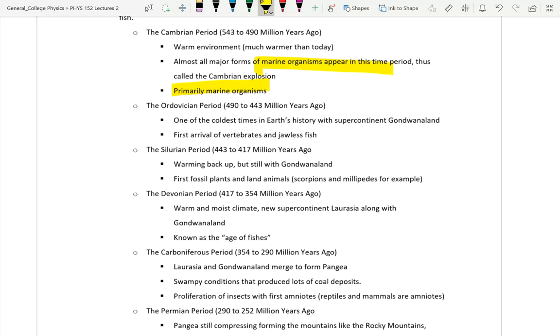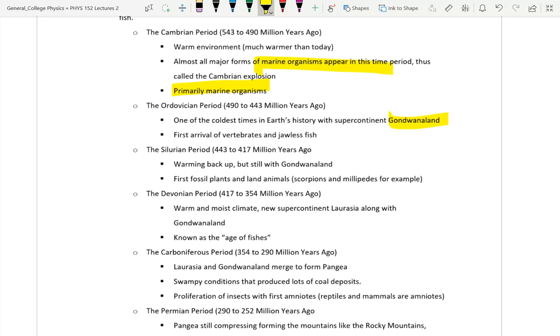Next comes the Ordovician, where we went from a very, very hot environment, much hotter than today, to a very cold environment. And that's when we have our supercontinent of Gondwana. Now, I looked at other sources, and they spell it differently, so later on you'll see I morphed the spelling, but our textbook uses its own spelling. And during the Ordovician, you have the first vertebrates and jawless fish. I don't know much about fish, so I don't know the difference in a jawed and a jawless fish. Embarrassing to say.